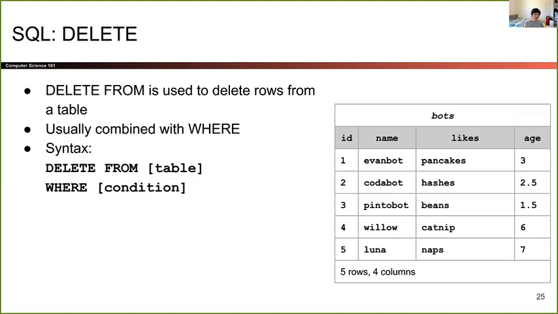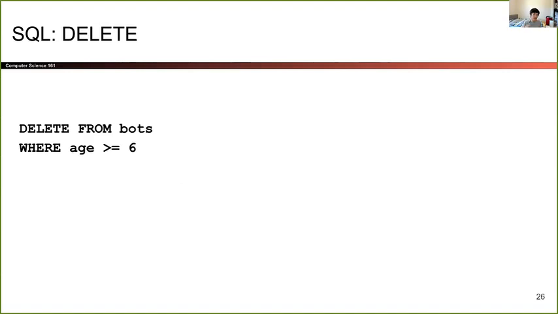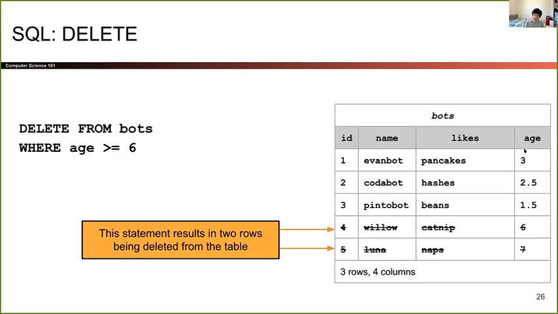So the syntax that you'll usually see is delete from something where some condition, and this where clause is the same as before. So in this example, we're saying delete from the table bots where the age is greater than or equal to 6. So we go into this table, we see age is not greater than or equal to 6. Same with CodaBot, same with PintoBot, but now we see row 4 matches because the age is greater than or equal to 6, and row 5 matches because the age is greater than or equal to 6. So we go through, delete these 2 rows, and we're left with our original table with 3 rows and 4 columns.